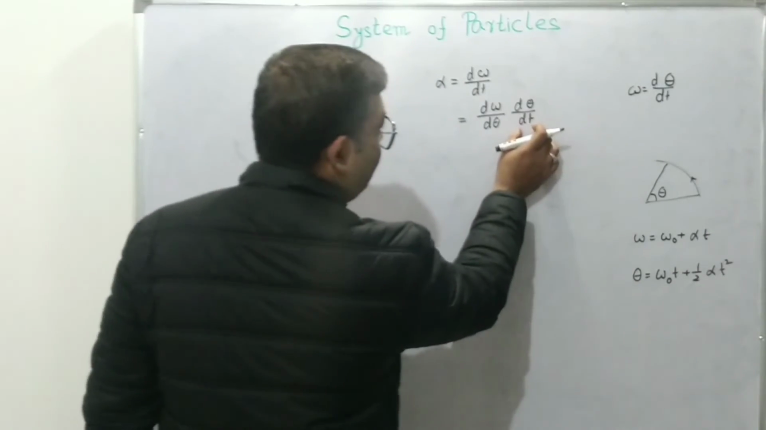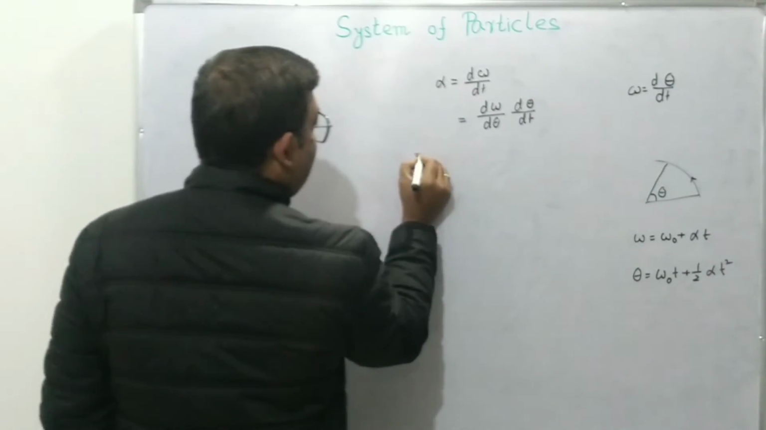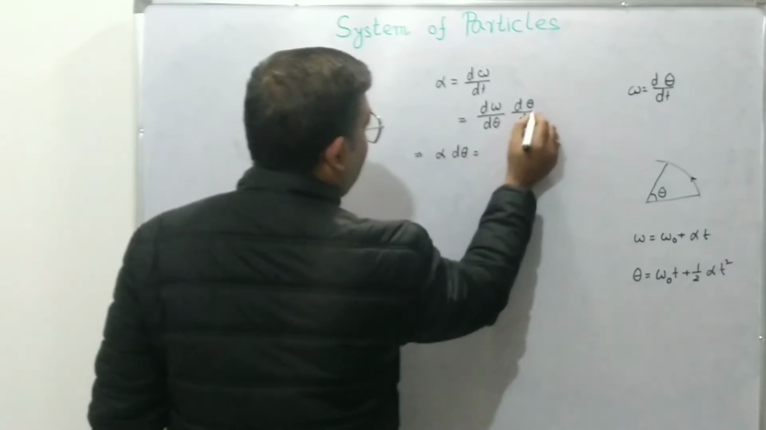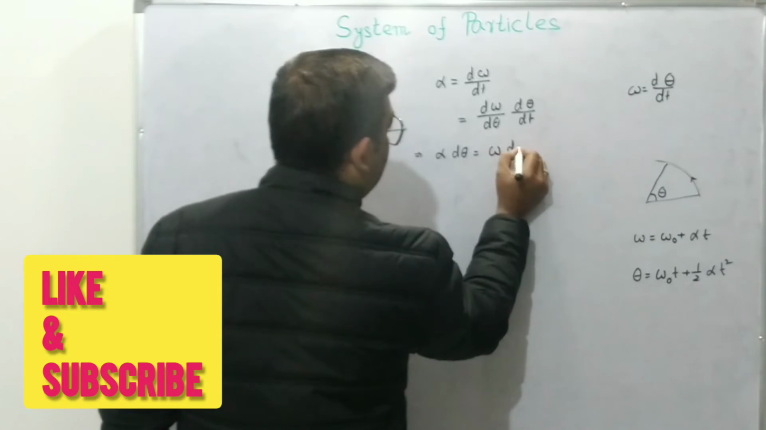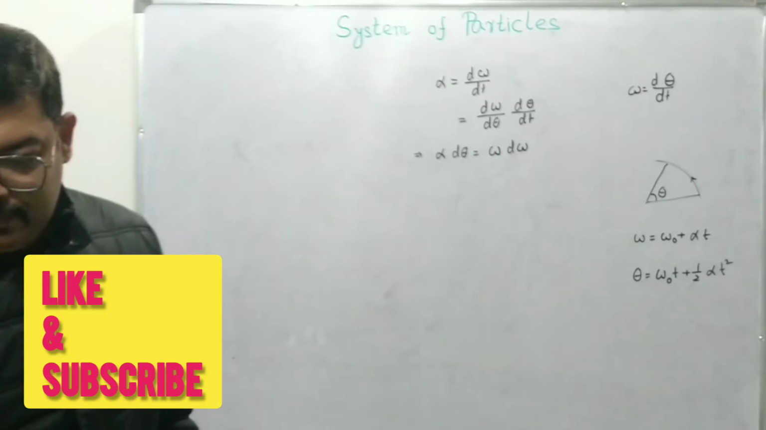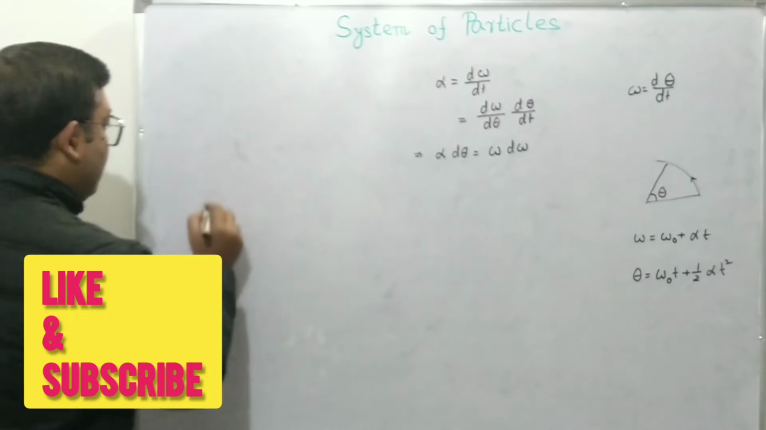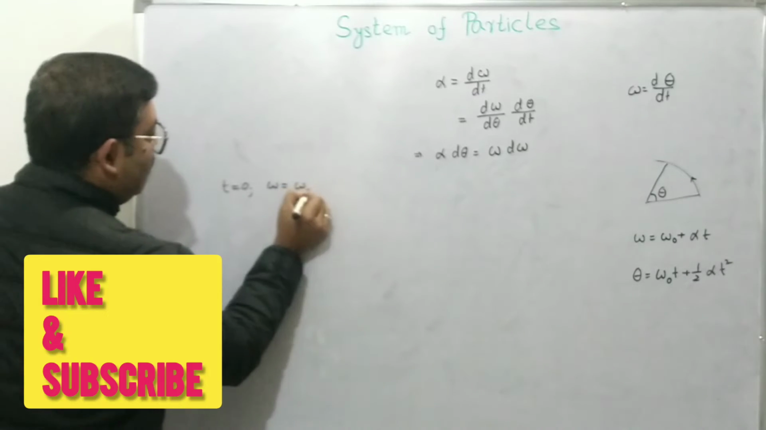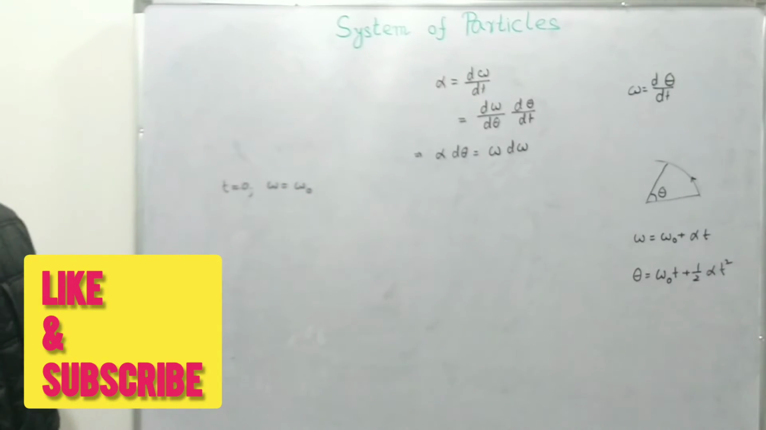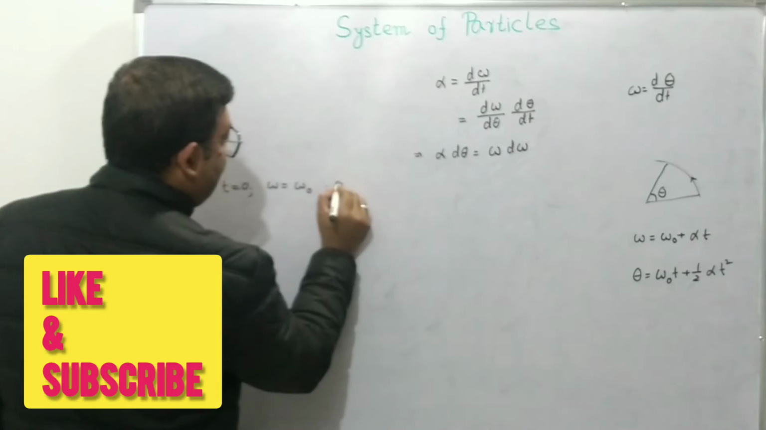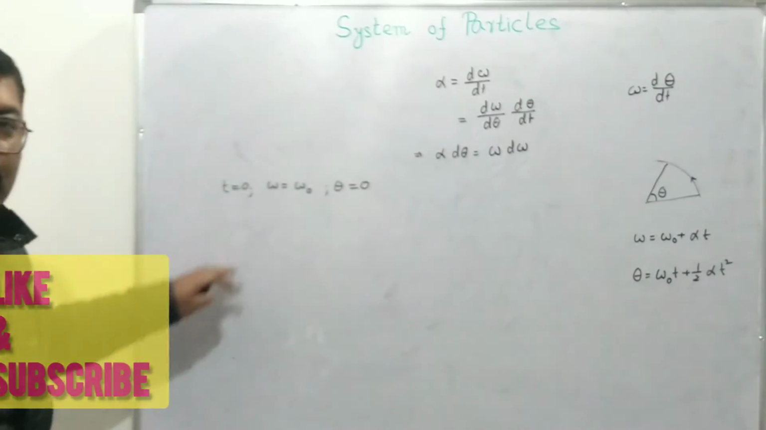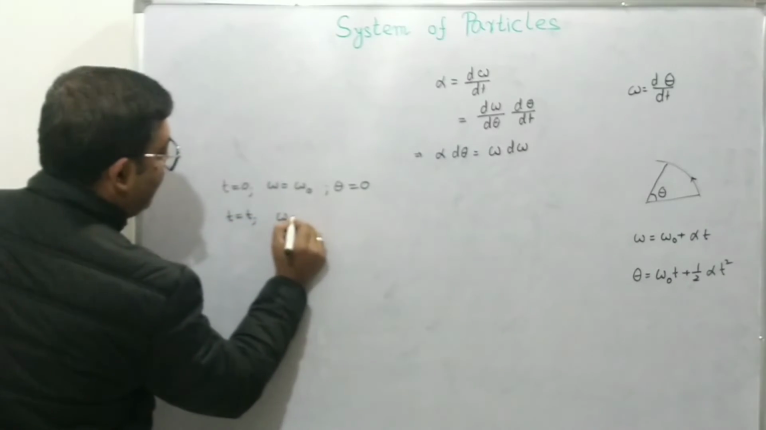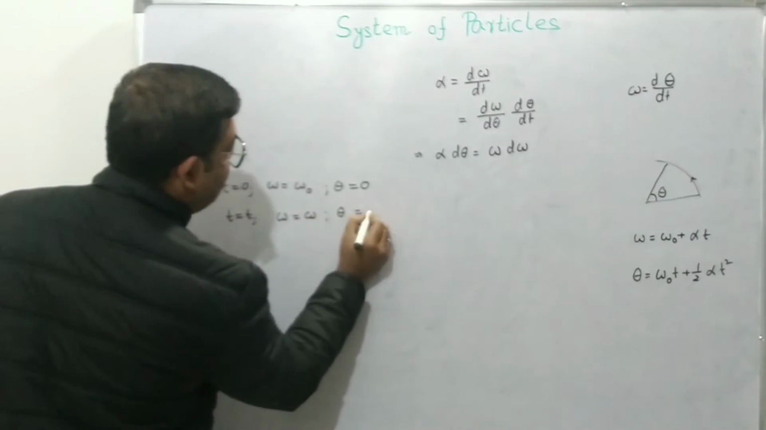But d theta by dt by definition is omega, right? So we can rewrite this as alpha d theta equals, this term will come first, omega d omega. Now, if we consider when t was equal to 0, omega was equal to omega naught, and at that time theta was equal to 0. We have already considered this case, right? And when t equals t, omega becomes omega and theta becomes this.